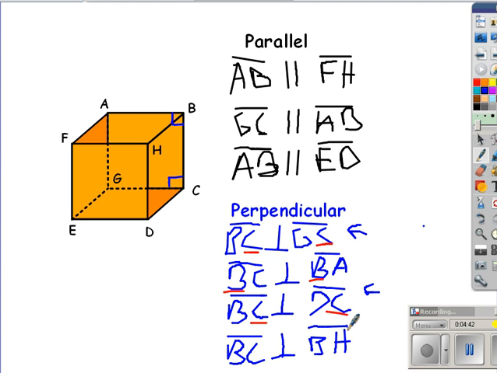And so looking in three dimensions is a skill that you need to practice, looking at a lot of examples and trying to pick out lines that are perpendicular and parallel. So those are those two.